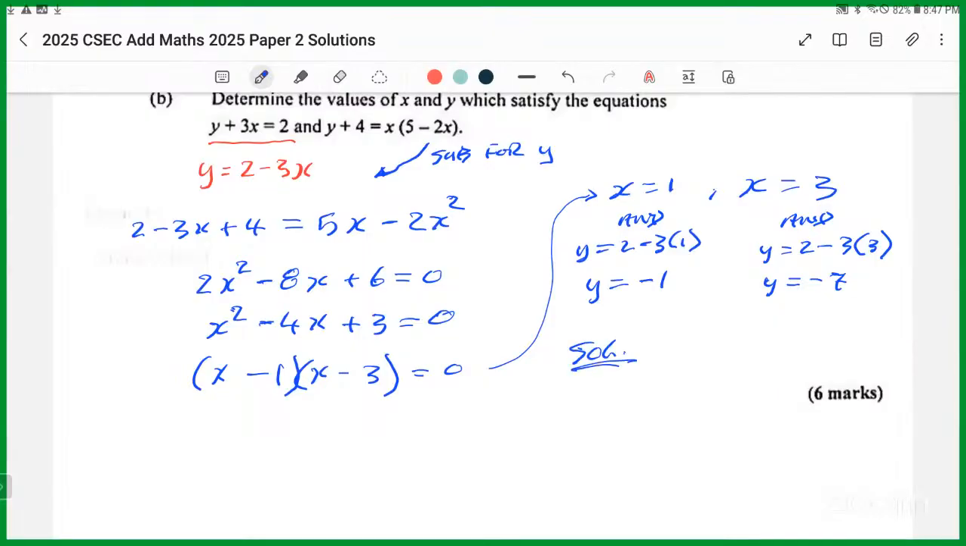It will be x equals 1, y equals minus 1. That's one pair. I could write it as a point like this, 1, negative 1. The other one is x equals 3, y equals negative 7. And that could be written as 3, negative 7.